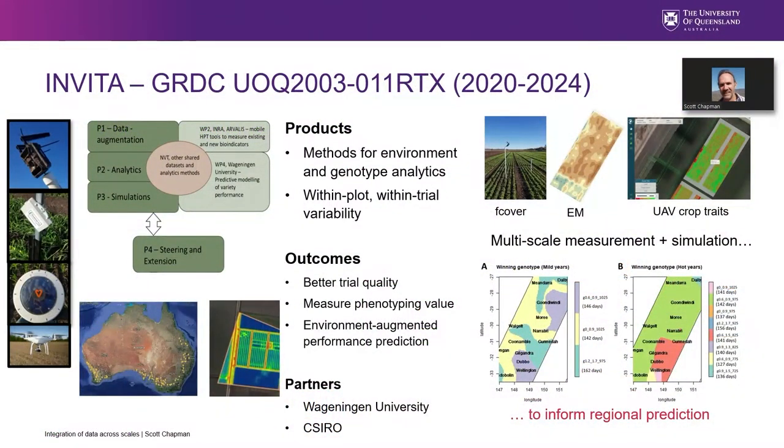The two projects that I want to talk about are firstly the Invita project, which is this GRDC funded project that runs over the top of our international variety trials for Australia. I'll talk about a bit more of that later. The focus there is to look at outcomes for better trial quality, working out the value of phenotyping and augmenting performance prediction with environment data. And partners include marketing and CSIRO. And in that work, we're measuring at lots of scales and we're starting to combine that with simulation to look at regional prediction.